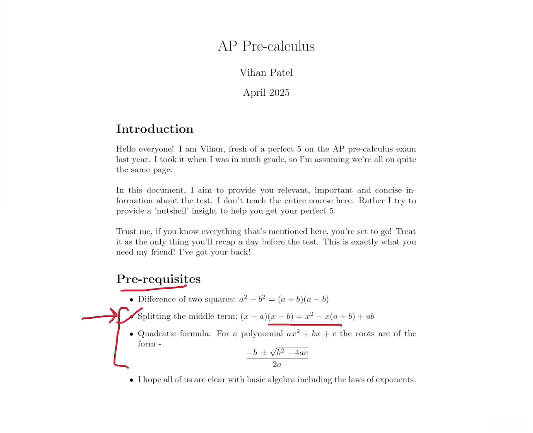But just in case the function that you have is not factorable in this form, you should be aware of the quadratic formula. So on test day, you can quickly plug in the values and get the roots. But I recommend that you be thorough with this method and don't worry too much about this one. And I also hope that all of us are clear with basic algebra, including the law of exponents. Let us now move ahead to the actual content.